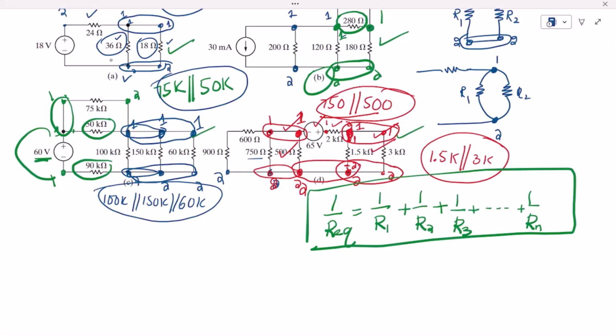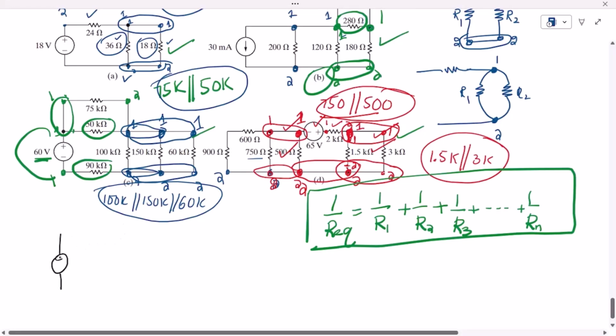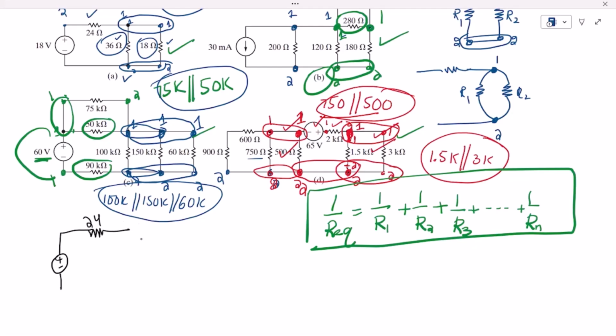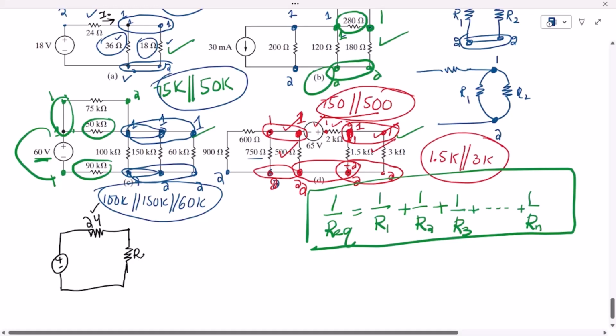Let us first draw the equivalent of part A. This will be the voltage source, this will be the 24 ohm resistor, and the equivalent of it, because we can see that the total current I naught is going towards it and it is divided between these two resistors. So this I naught is basically flowing through the equivalent resistor, so it will be in series with this R, and here it will be R equivalent. The value of the source is 18 volts.